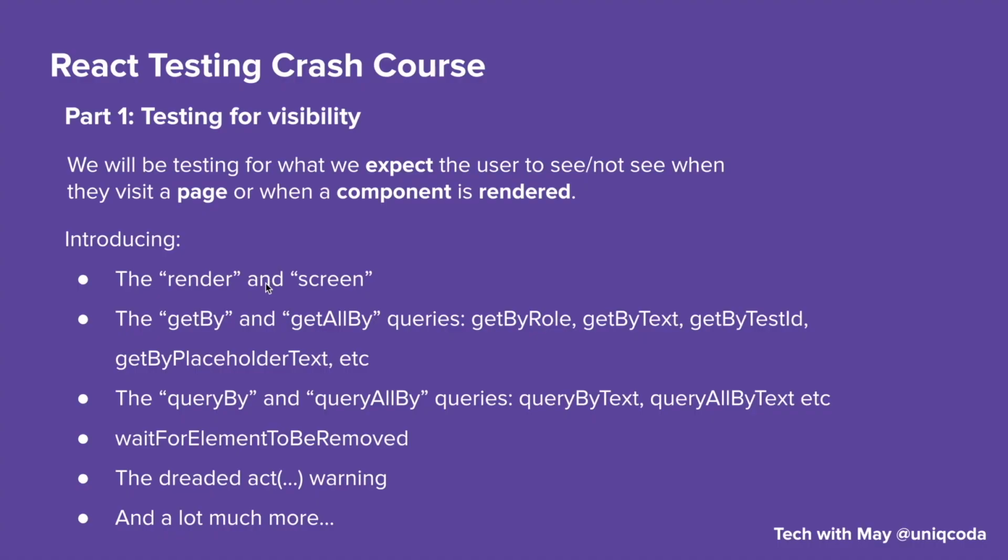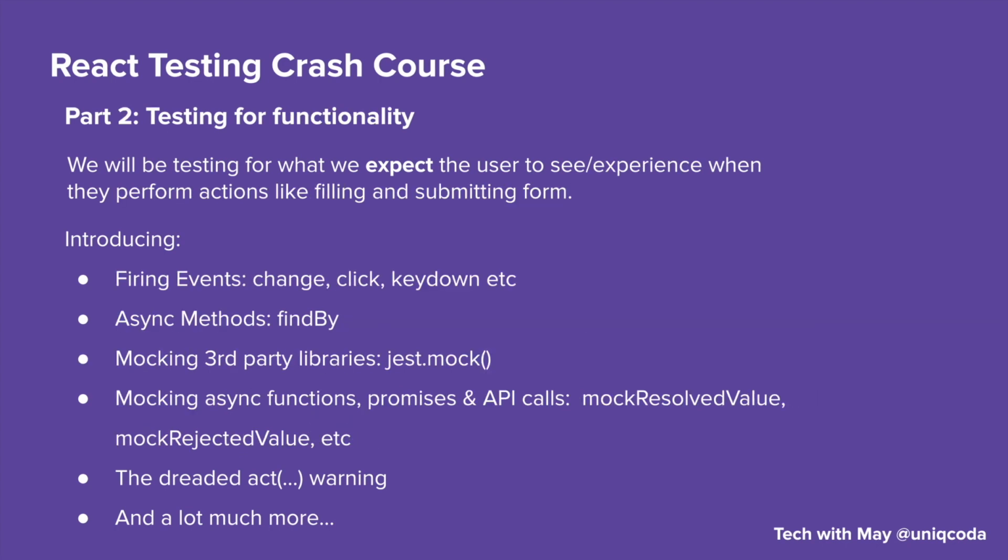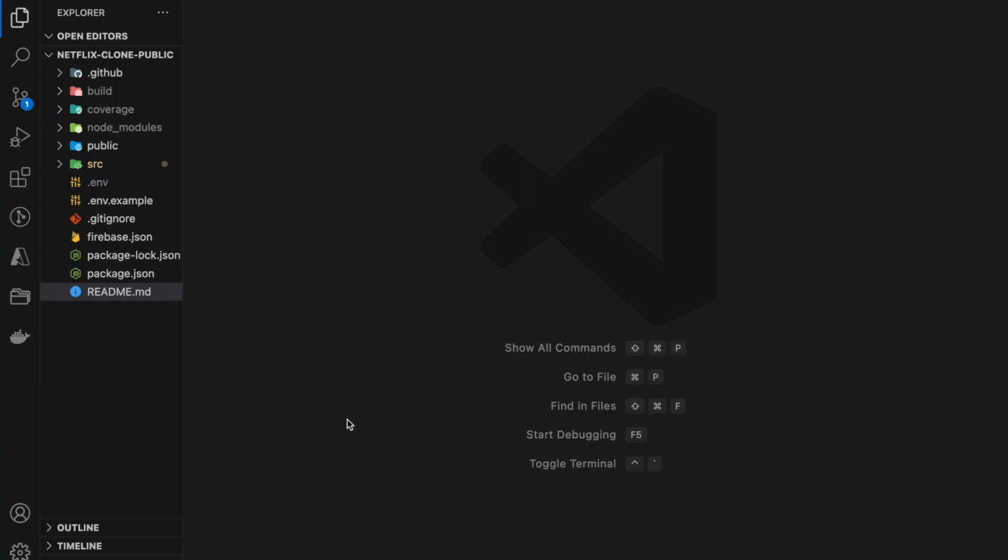Moving on, I decided to divide this course into two. So I decided to make part one testing for visibility. For part two, we'll be talking about functionality, which is what happens when your users actually interact with your application. Now, for the sake of this tutorial, I'm going to be assuming that you already know how to build a React application. I have an app already set up here. I'm going to be dropping the link to the GitHub repository in the description below.